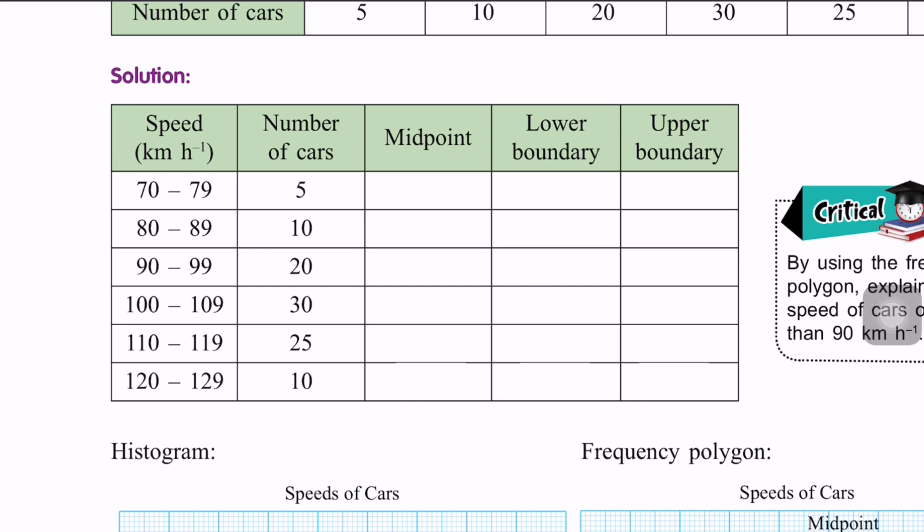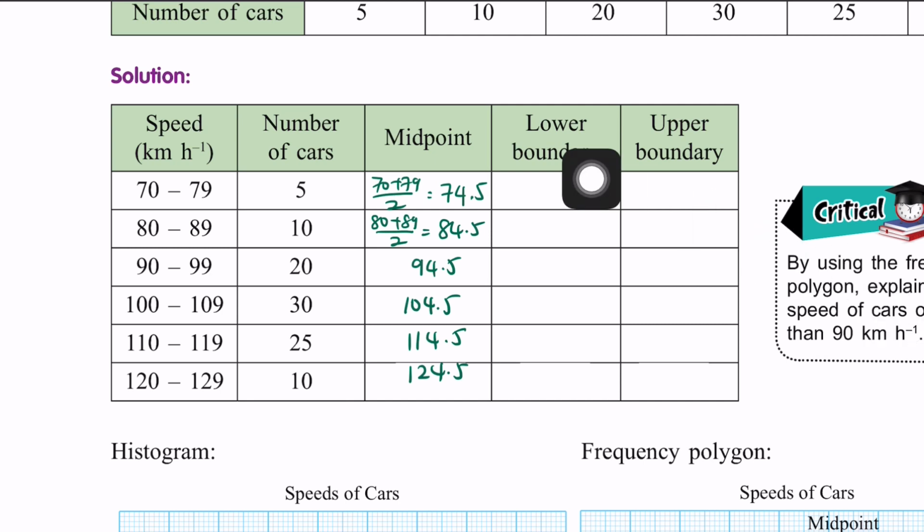Okay, sabar. So kita ambil 70 plus 79 divide by 2 and you will get 74.5. For the second one, you have 80 plus 89 divide by 2, you will get 84.5. So nampak pattern? 74, 84. So sini kita ada 94.5, 104.5, 114.5, 124.5. Okay. Now lower boundaries.